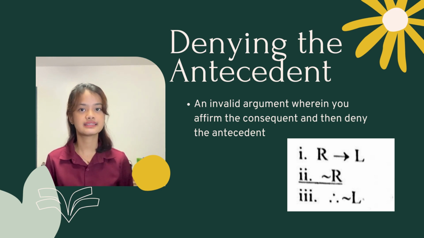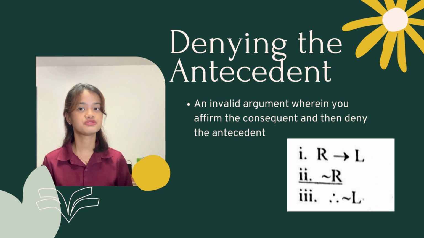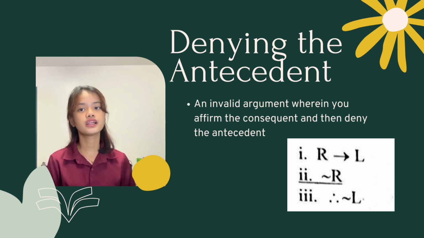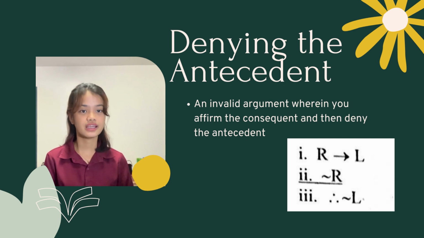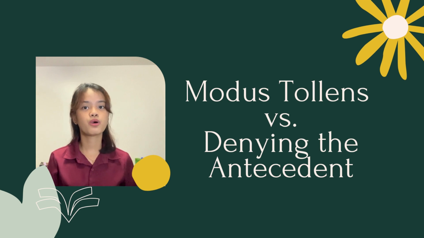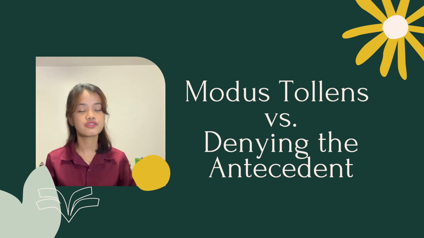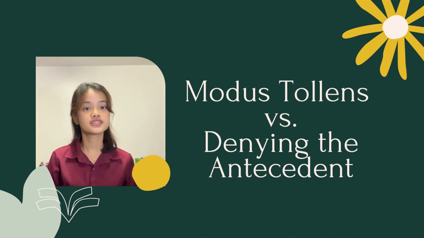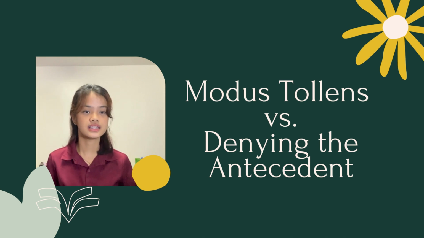named denying the antecedent. The structure of this is as follows. First, if R, then L. Second, not R. Therefore, not L. Further digging into their similarities and differences, modus tollens denies both antecedent and consequent. However, in denying the antecedent from its name, we affirm the consequent and deny the antecedent.